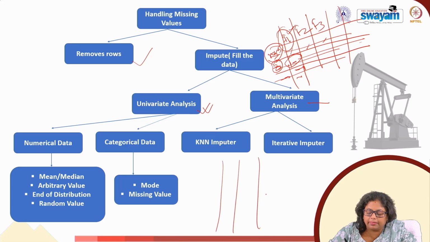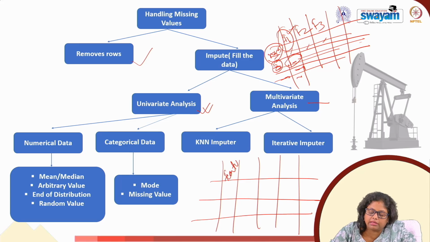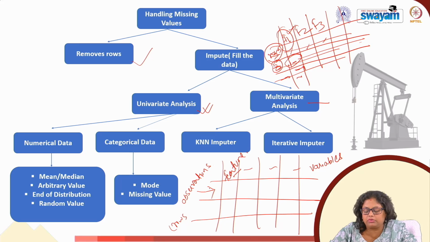See, this is one table, and these are the features I am talking about. Corresponding to all the features, I have observations. Observations are nothing but the rows, and the features are the variables, so we can call the features variables as well. So we are talking about features and observations, or rows.